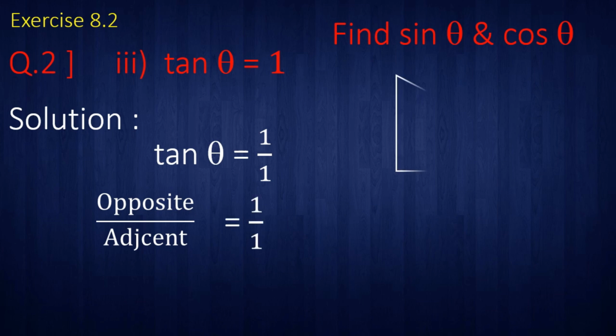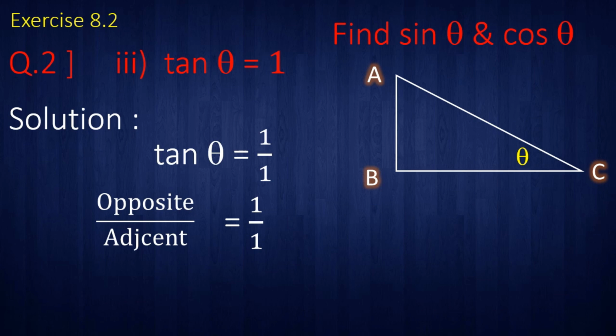Draw a triangle to get the names. Always I said to write A, B, C. The triangle name we have written ABC. Near the C vertex you have to write theta degree. Now opposite to theta, theta के सामने AB will be opposite and 90 के सामने AC will be hypotenuse. The remaining side will automatically be adjacent. Now students, put the names: opposite AB and adjacent BC. AB upon BC is equal to 1 upon 1.